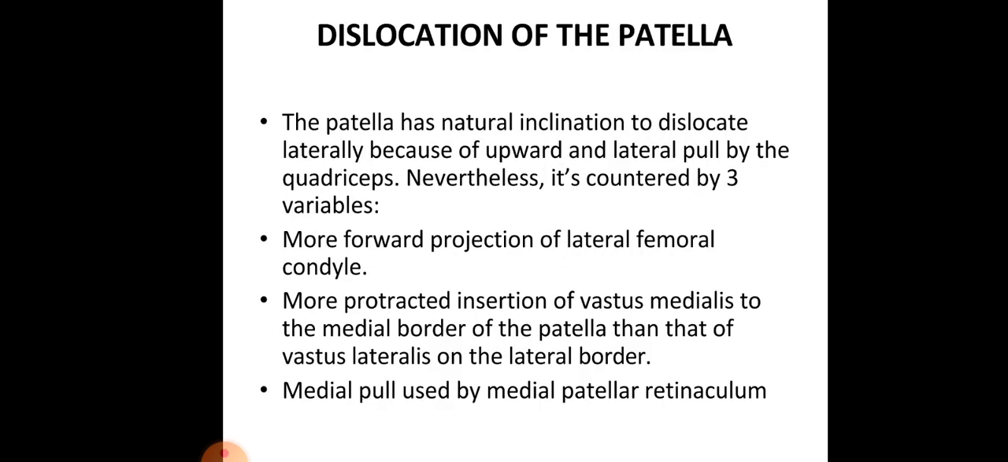Then the dislocation of the patella. The patella has a natural tendency to dislocate laterally because of the upward and lateral pull by the quadriceps. Nevertheless, it is countered by three factors. The first is the more forward projection of the lateral femoral condyle. Second, the more extensive insertion of the vastus medialis on the medial border of the patella than that of the vastus lateralis on the lateral border. And the third one is the medial pull exerted by the medial patellar retinaculum. Because of these factors, the patella is not dislocated to the lateral side.